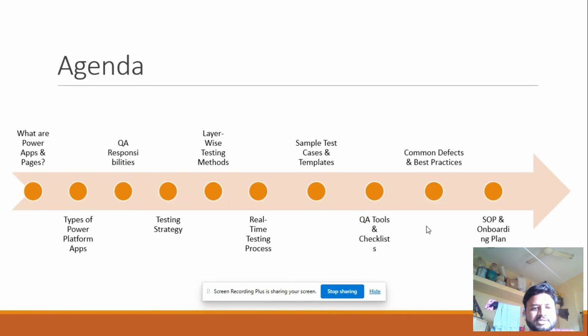Today's agenda: first, what are Power Apps and Power Pages? Second, types of Power Platform apps. Third, QA responsibilities, testing strategies, layer-wise testing methods, real-time testing processes, sample test cases and templates, QA tools and checklist, and common defects and best practices. And last, the SOP onboarding plan.